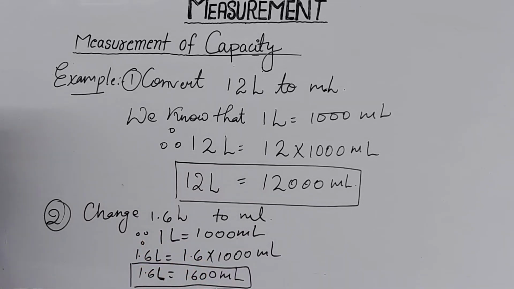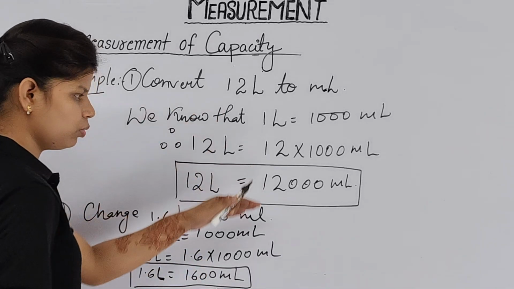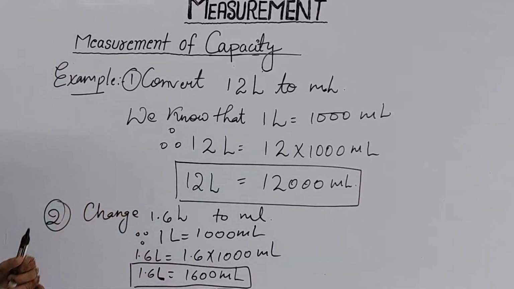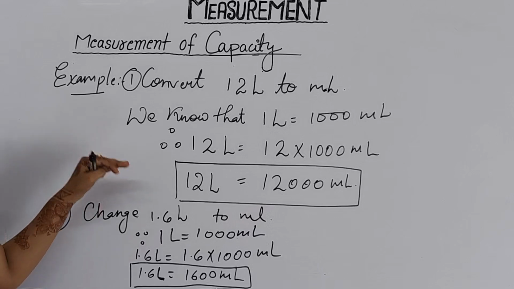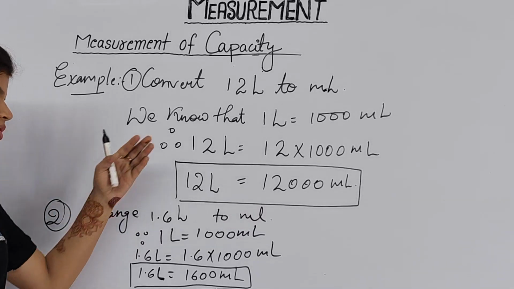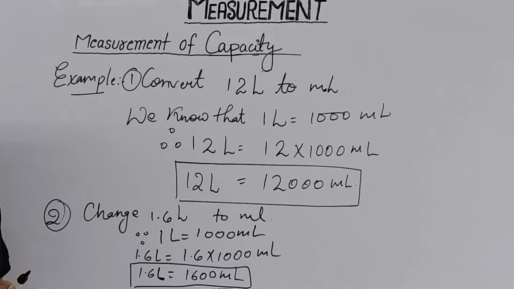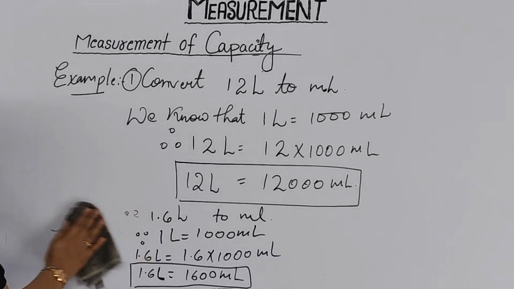Understood, no, children? Now again, please note it down. These both examples are very important to understand the concepts so that you can solve the questions or numericals which are given in your book. Note down the things fast. Then I'll give a few examples that you have to solve and tell me the answer.